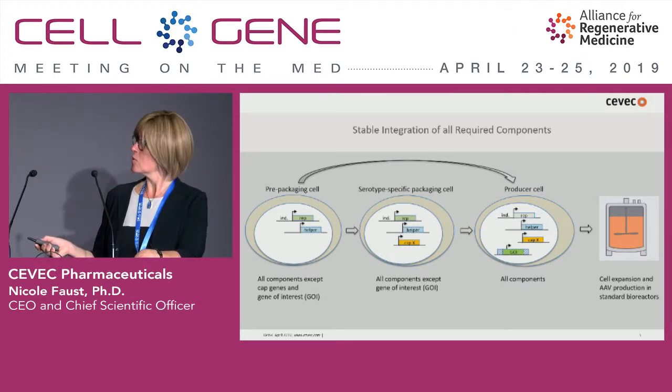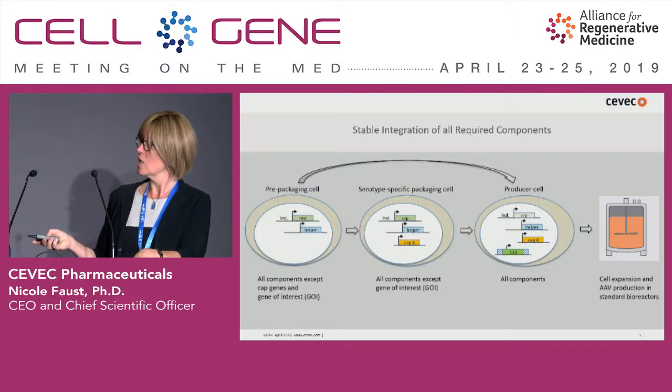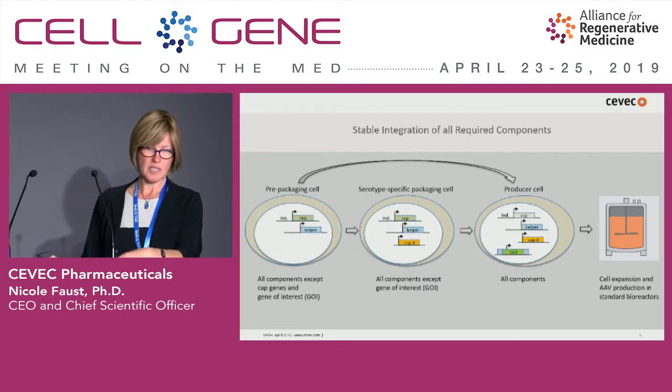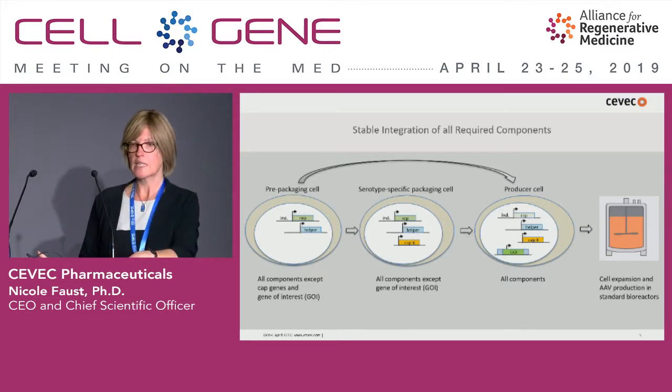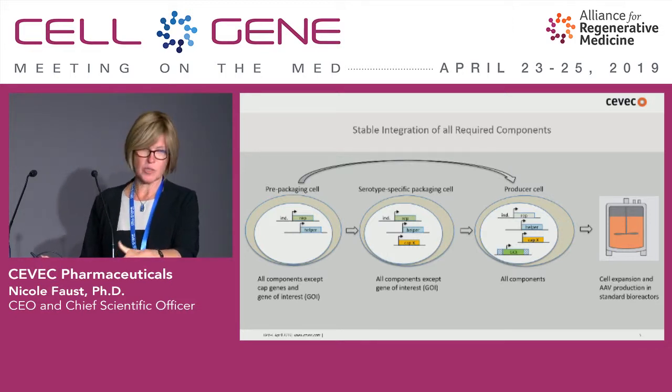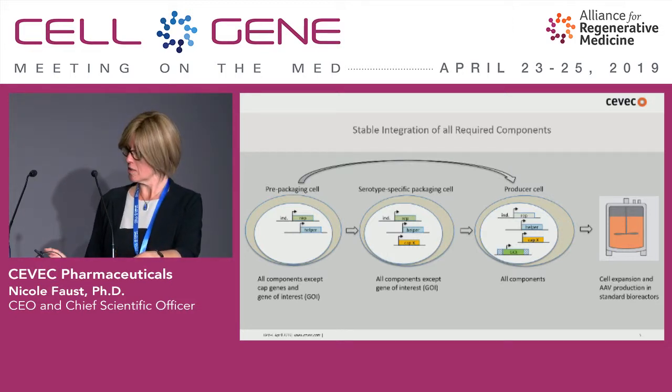Then the final producer cells also carry the capsid genes for the serotype-specific capsid, as well as the ITR-flanked gene of interest. These cells can then, like any other protein expression cell line, be expanded in stirred bioreactors, for example, or other bioreactor formats, and can be subjected to standard AAV production processes.